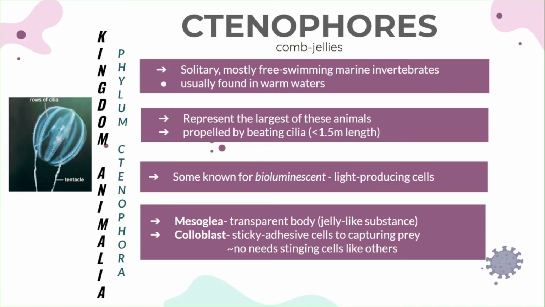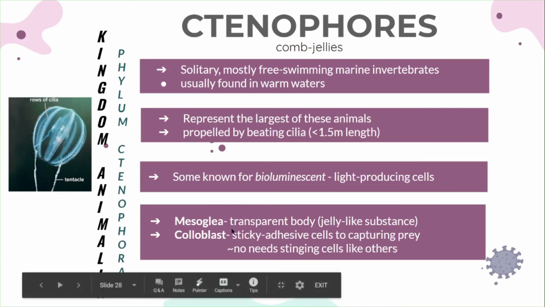The next simplest invertebrate is ctenophores, which are known as comb jellies under the phylum Ctenophora. So the comb jellies are solitary and mostly free-swimming marine invertebrates. The comb jelly, usually found in warm waters, means they can easily move around the environment, unlike sponges, which just stay still at the bottom of the ocean. So the ctenophores represent the largest of the simplest invertebrates, and they move around by beating their cilia.